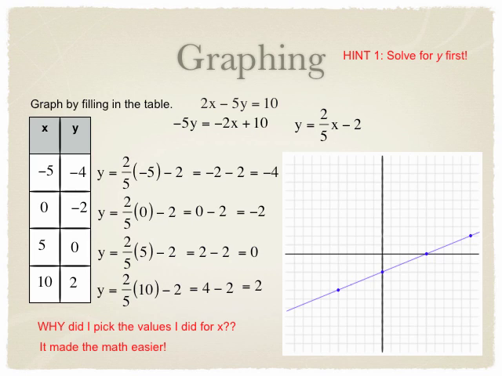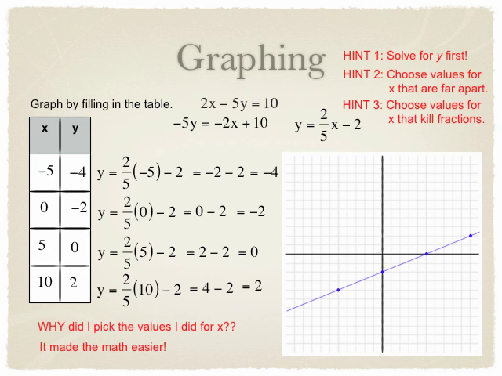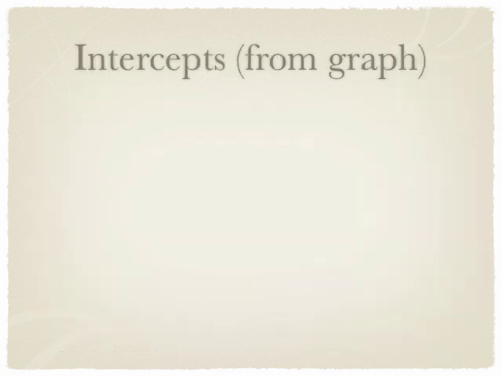Secondly, I also chose those numbers because they were far apart. If I choose numbers that are really close together, I'll still have correct points, but it's really hard to get an accurate line if my points are too close together. So hint 2, choose values for x that are far apart, and hint 3, choose values for x that kill the fractions. And those values are, if you've got a fraction in front of x, choose the denominator and multiples of the denominator. Okay, intercepts is where we'll pick up next time.